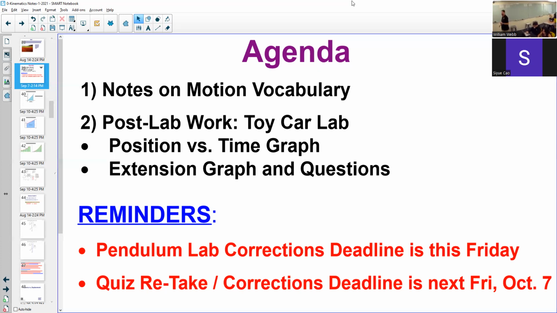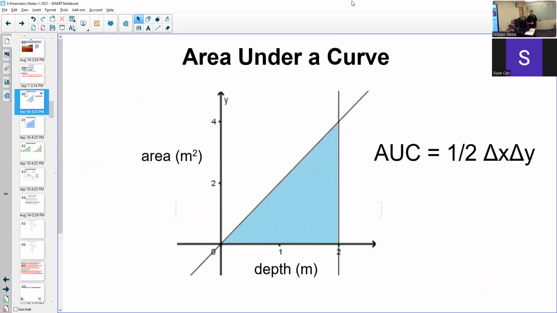Okay, so let's go ahead and get into these notes. The first part is not really vocab per se, but more what we've been talking about with area under the curve. I just want to show you a couple pictures to be thinking about how we calculate it to make sure it's clear.